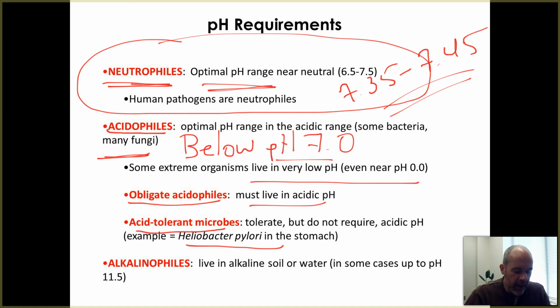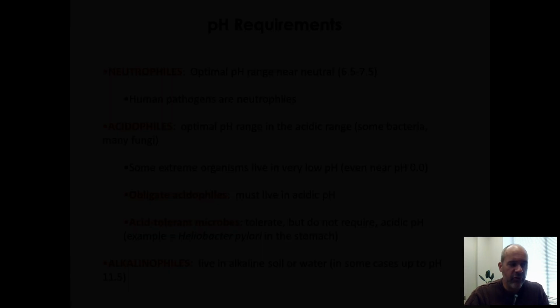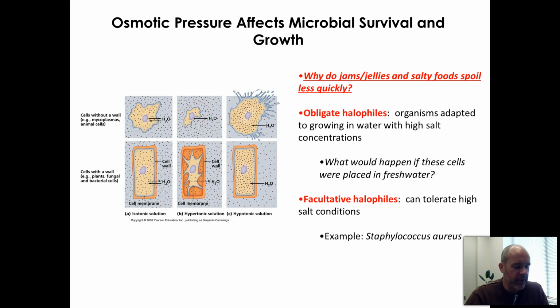On the flip side, if you are an alkalinophile, these are microbes that like alkaline conditions above 7, and in some cases up to pH 11.5. So there are some extreme alkalinophiles as well.